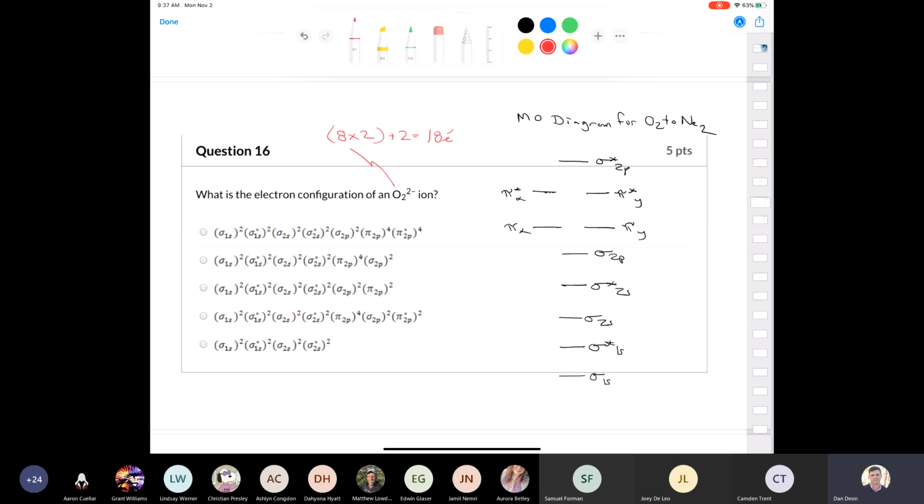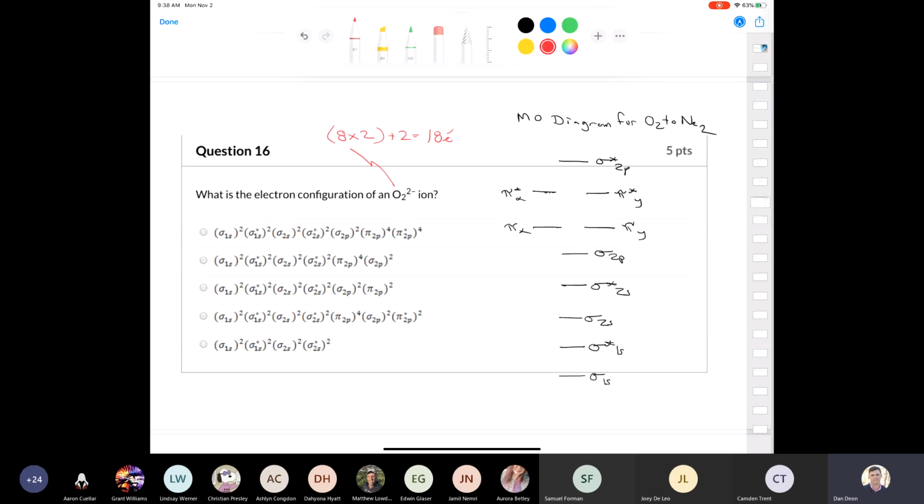I've put up the molecular orbital diagram for oxygen to neon. You will be provided this. It's on the sheet that you are allowed to bring into the examination room. You just have to show it to me at the beginning of the exam.